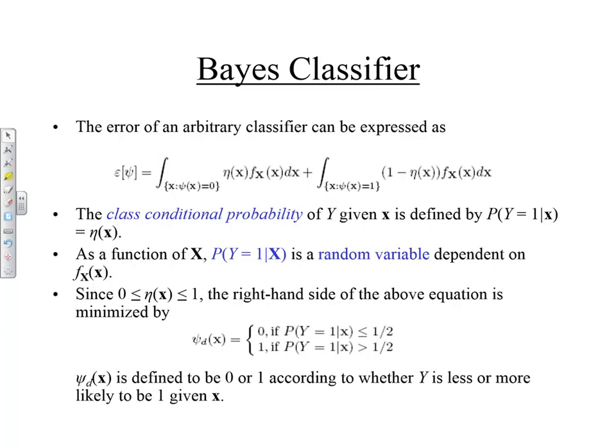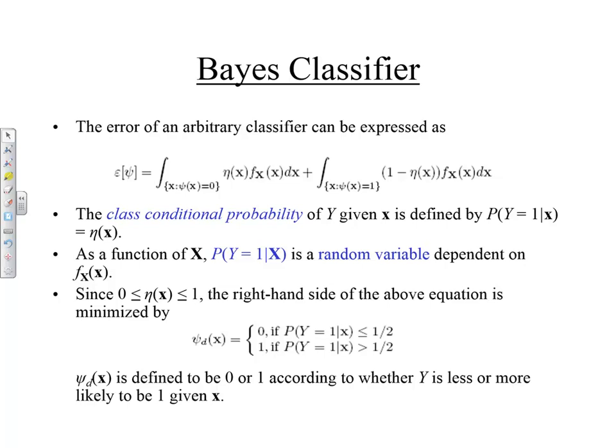Now, the error of an arbitrary classifier. Let's say you have a classifier psi(x). It is going to take the feature vector X, you apply psi to it, and you get the class label. It will spit out a label 0 or 1. So the error of an arbitrary classifier can be expressed in this form. Why is that? Look, eta(x) times f_X(x). What is this probability here? Yeah, the probability of Y equal to 1 and X equal to x.